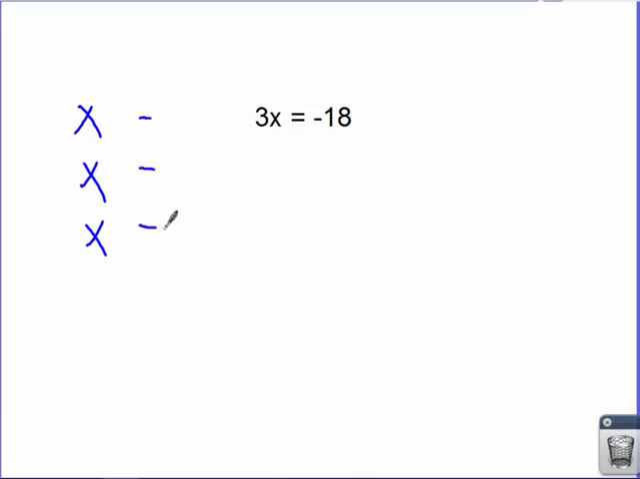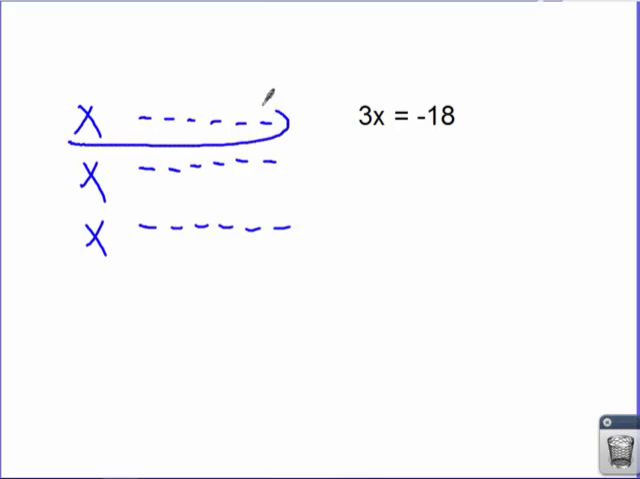Here's 1, 2, 3. There's 3 of them. 4, 5, 6, 7, 8, 9, 10, 11, 12, 13, 14, 15, 16, 17, 18. So I divided those 18 negatives among the 3 x's. And what I'm looking for is, what is 1x equal to? You'll notice that 1x equals negative 6, because there's 6 negatives there.